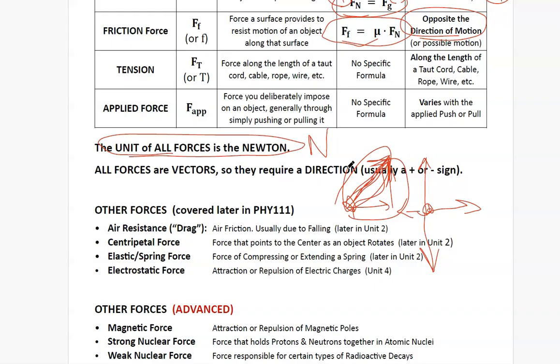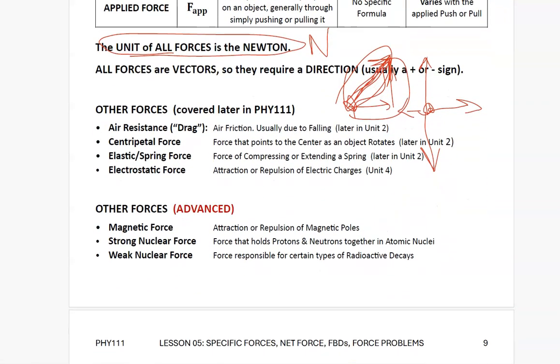Spring force, also called elastic force. This is the force of a spring either compressing or extending. We'll show you that, but again, you just need to understand the source of the force. We're not going to be asking you to calculate anything. Electrostatic force, this is something we cover in much more detail in Unit 4. This is the force between electric charges, a positive and a positive charge, which repel, a negative and a negative charge, which repel, or opposite charges, a positive and a negative, which attract, and we'll go over how to calculate those forces in Unit 4.